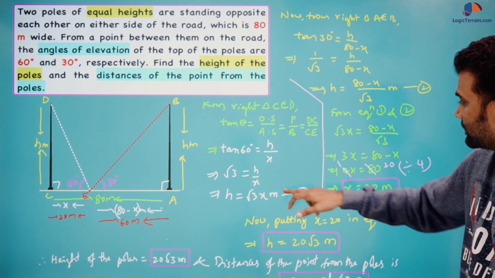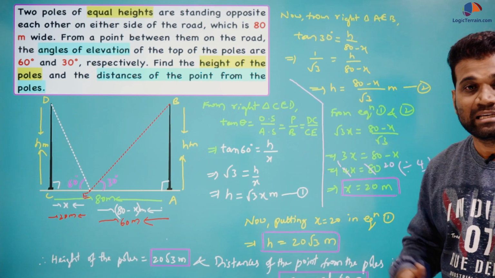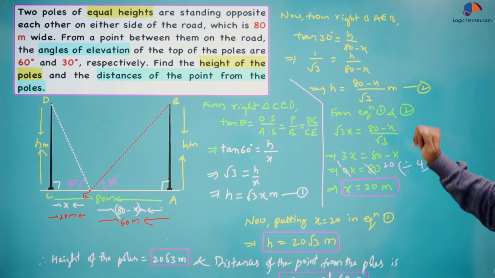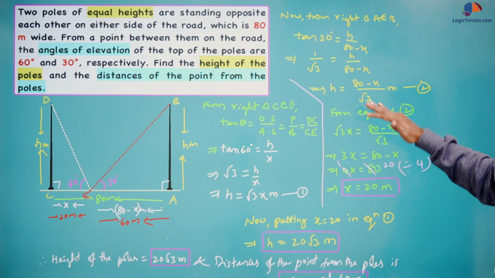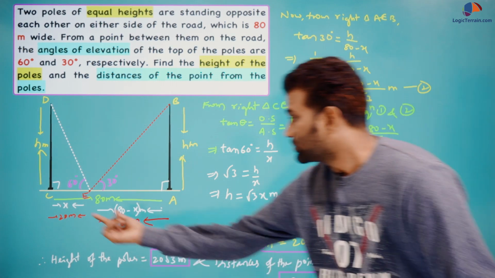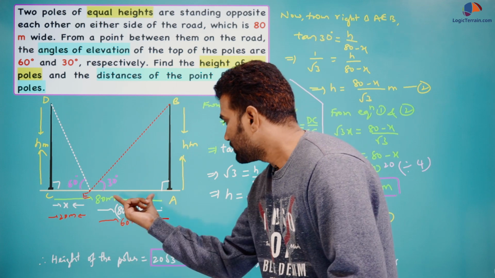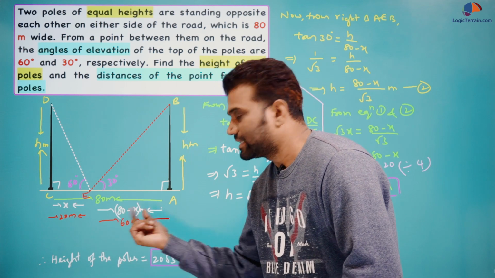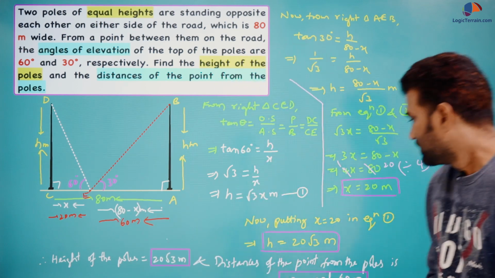Now you can see equation 1 and 2 both are h values, so we can equate them. So from equation 1 and 2 we have equated and simplified further. Finally we have got x is equal to 20 meters. So this length is 20 meters. And what about this length? 80 minus 20, that is 60 meters, right?